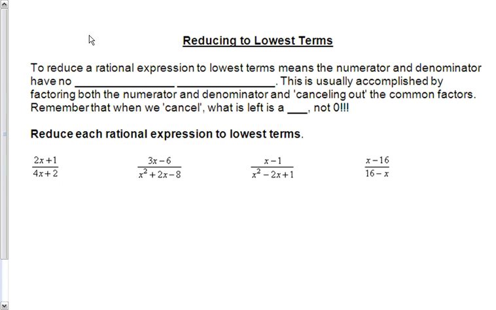Reducing to lowest terms is one of the most important things. We're going to use this in every type of problem, because we like fractions in lowest terms. Even rational expressions should be in lowest terms. To reduce a rational expression to lowest terms means that the numerator and denominator have no common factors. This usually is accomplished by factoring both the numerator and denominator and canceling out the common terms. Remember that when we cancel, what is left? A 1 is left. x divided by x, cancel out, is 1. So things magically disappear.